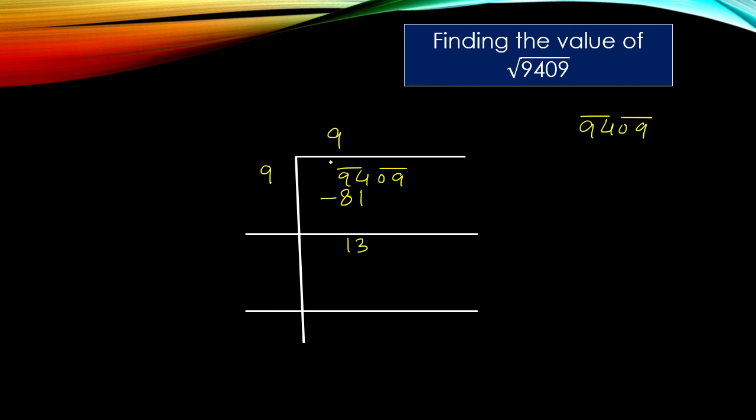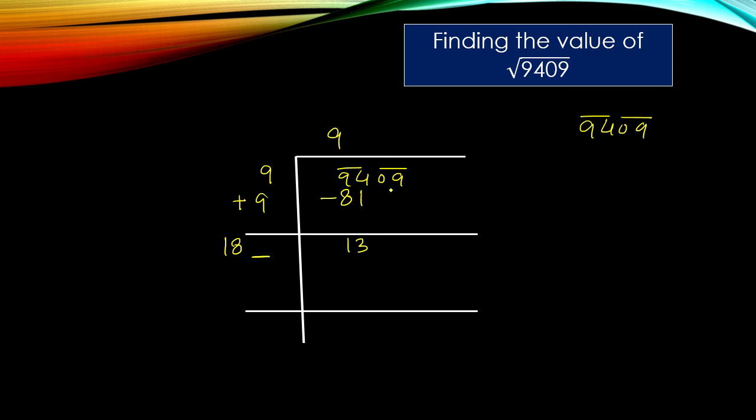Now for the second stage, we put this 9 over here and we add these both 9s. So we get the result 18. We have to keep a place for a digit for the second step.